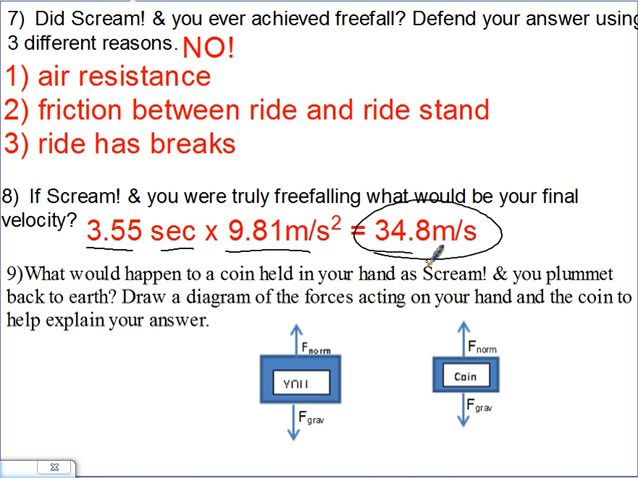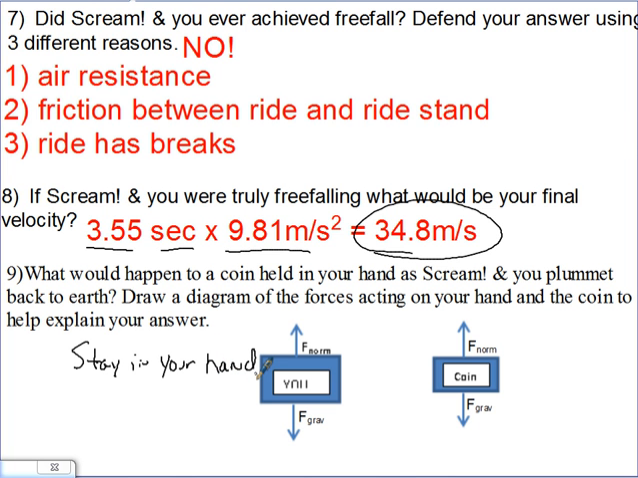And then finally, let's draw our 2 free body diagrams between you and a coin sitting on your hand. So you would have gravity pulling you down, normal force pulling you up. The coin would also have gravity pulling it down, and normal force pulling it up. Since those are basically the same forces, the coin would stay in your hand. So this would stay in your hand, stay in your hand.